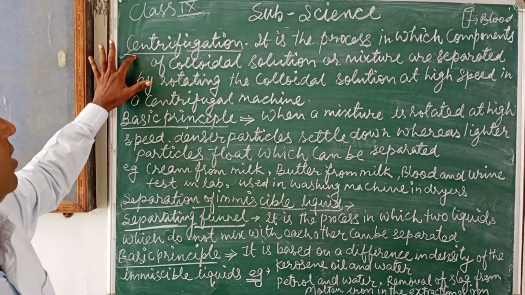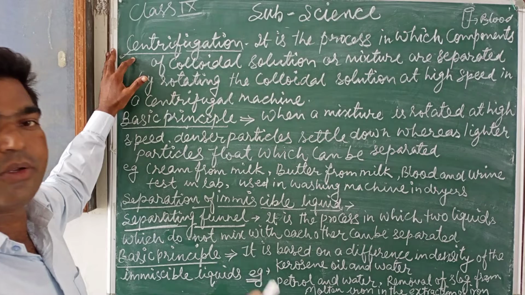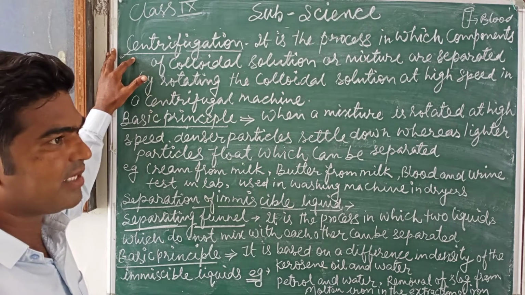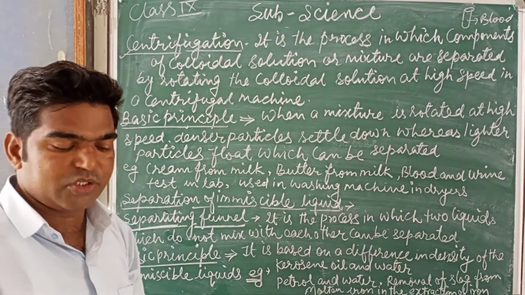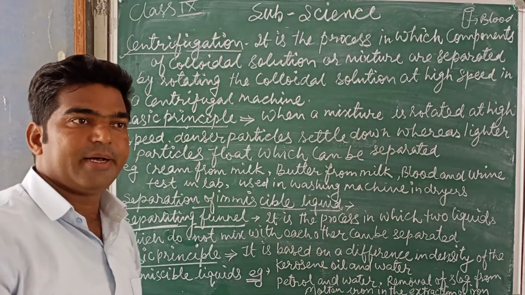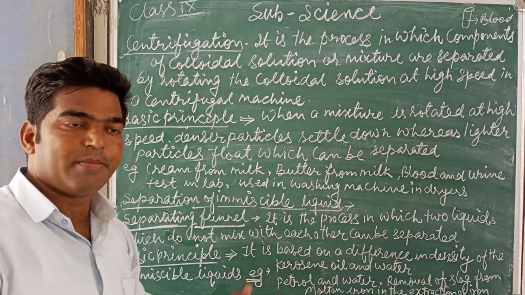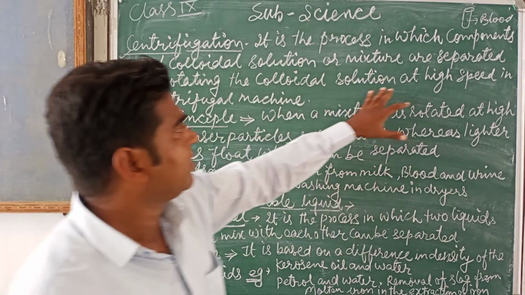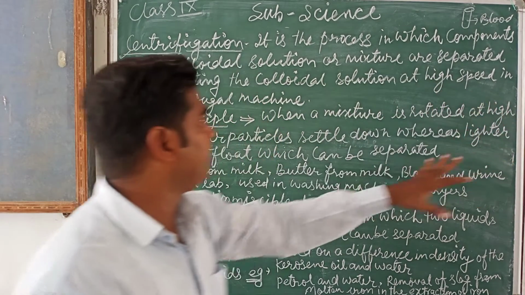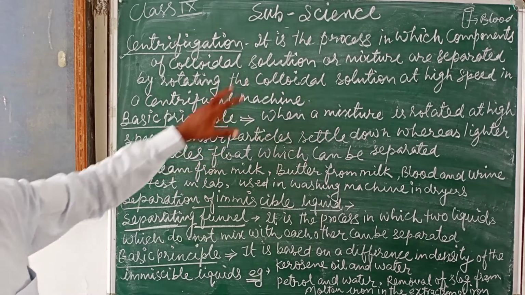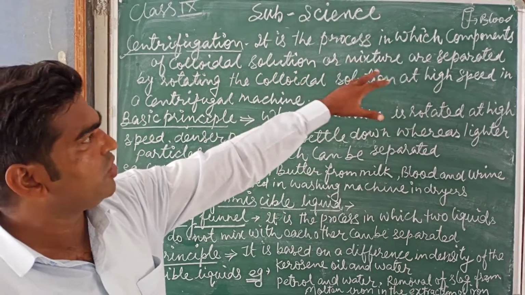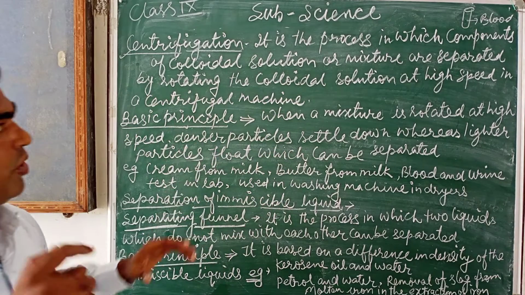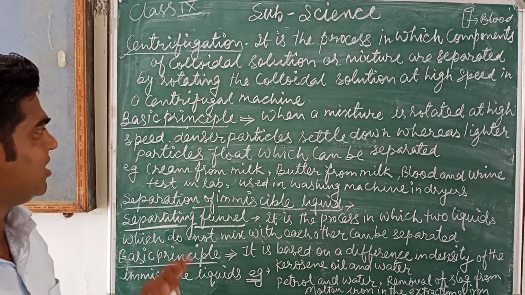So centrifugation means the sample rotates at high speed from the center. There are some of these machines, and we put in different samples, maybe a sample of urine or another type of colloidal solution, and then rotate it at high speed in that machine. So the process in which the components of colloidal solutions or mixtures are separated by rotating the colloidal solution at high speed.